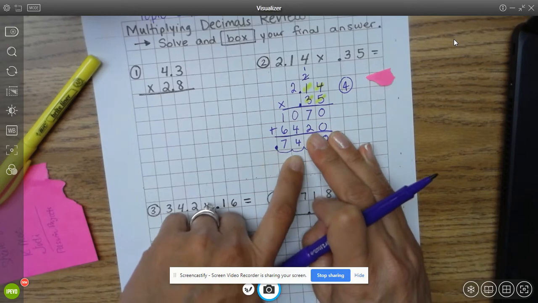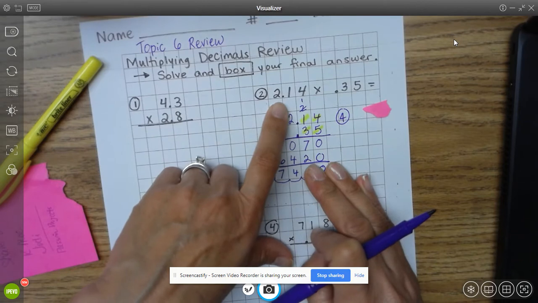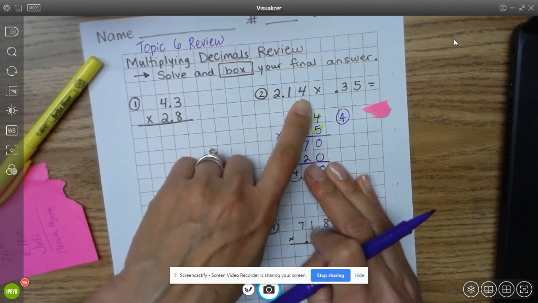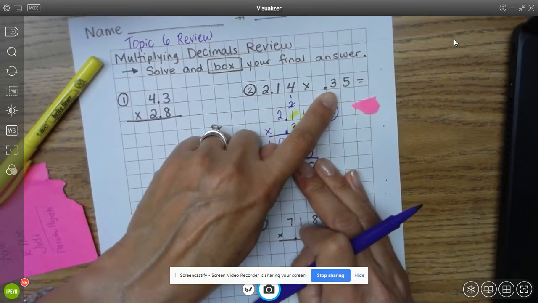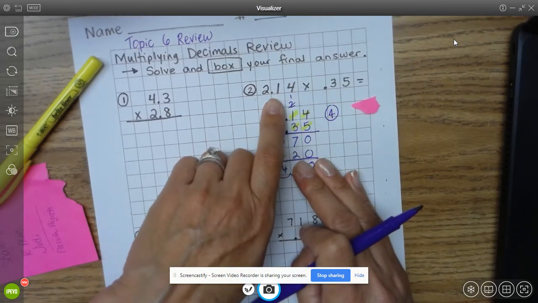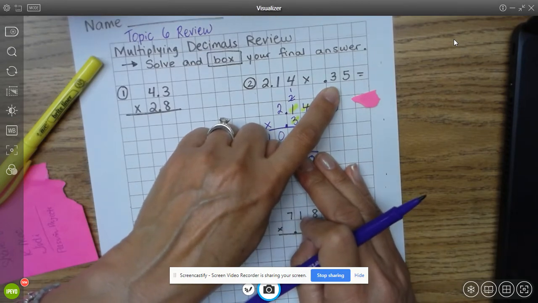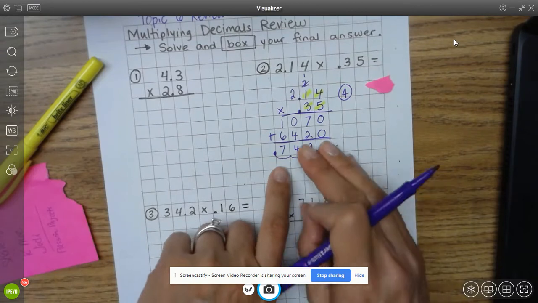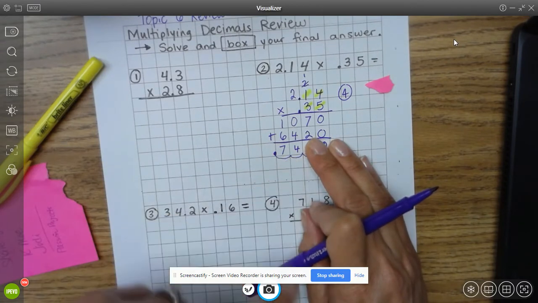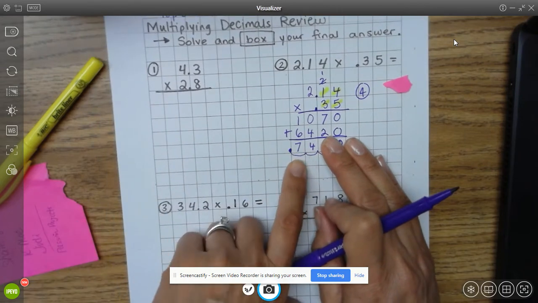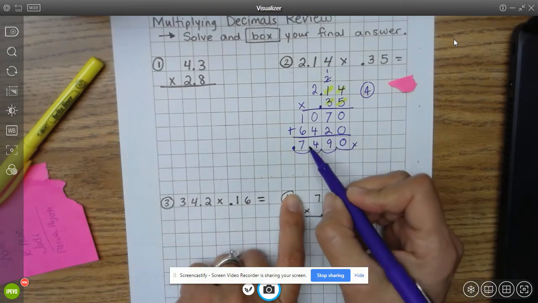If I think about it in terms of money, it's about 75 cents. If I look at the original problem and I estimate, this is about 2, if I'm rounding, and this is about half, a little bit less than half. So if I say 2 times 1/2, what's half of 2? 1, about 1. Is 75 hundredths close to 1 whole? If I think 75 cents to $1, yes, that's very close. So that is a reasonable answer.